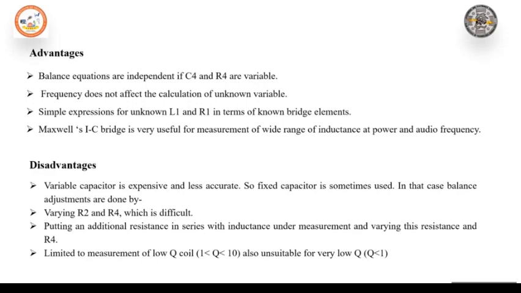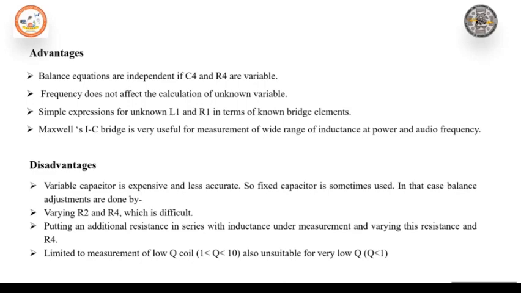The second disadvantage is that there is an interaction between the resistance and reactance balances, so getting the balance adjustment is a little difficult. Next, it is unsuited for coils with low Q values less than 1 because of this balance convergence problem. The final disadvantage is that the bridge balance equations are independent of frequency, but practically the properties of the coil under test vary with frequency, which can cause error.